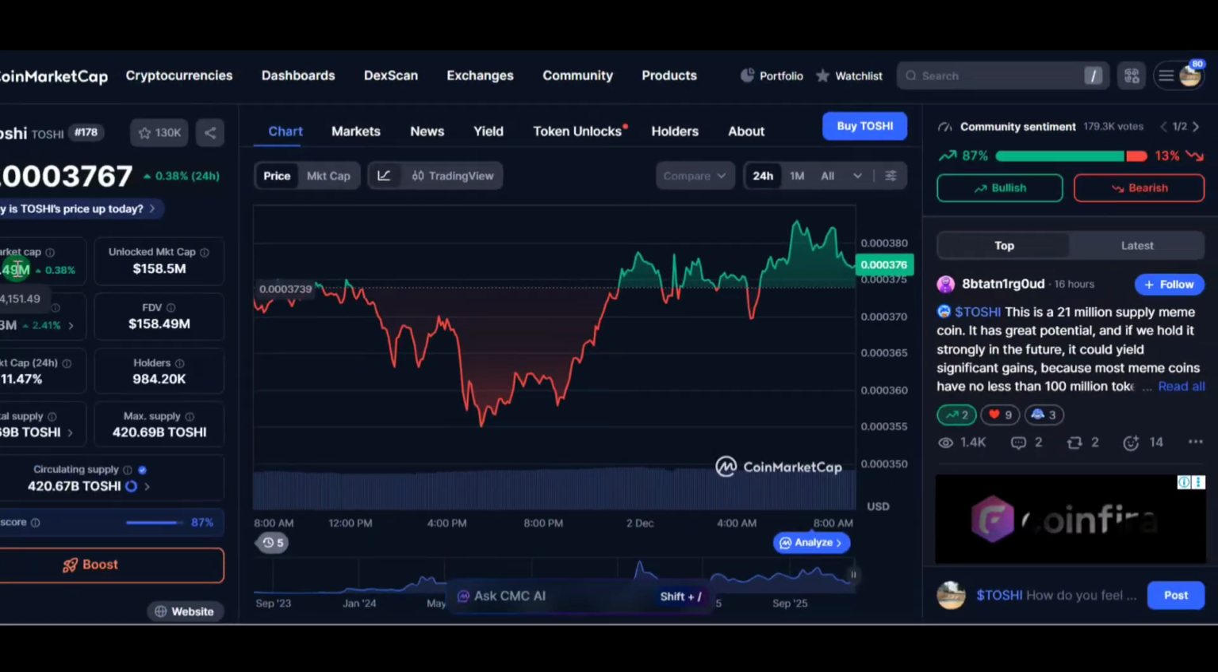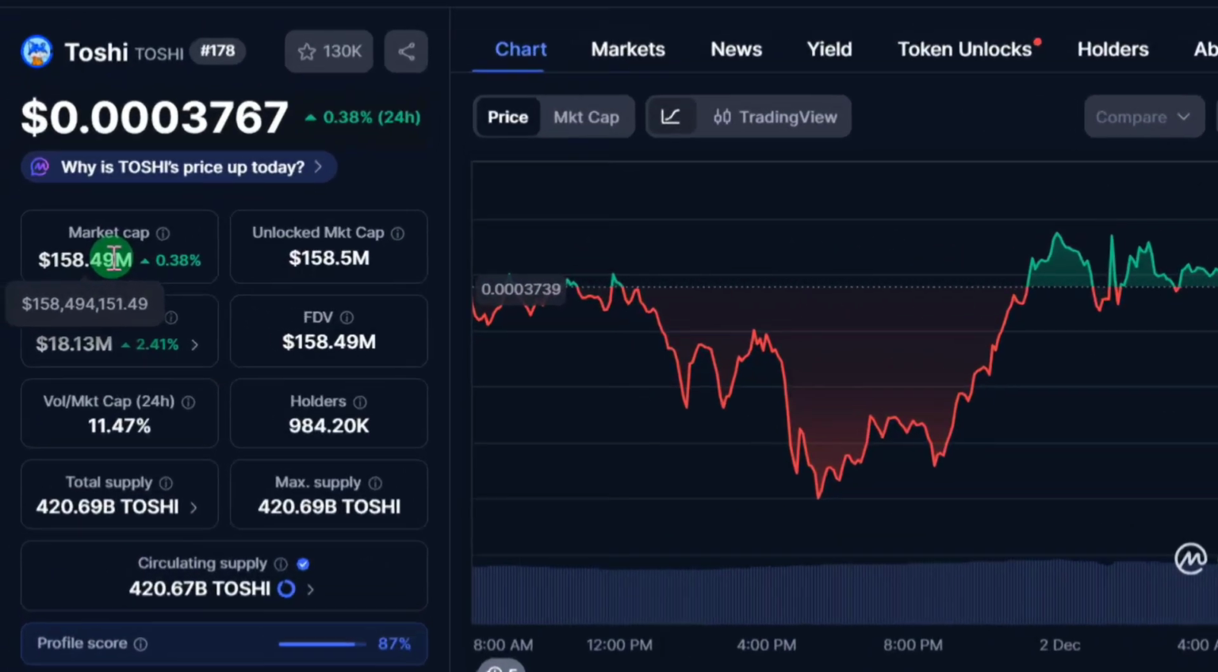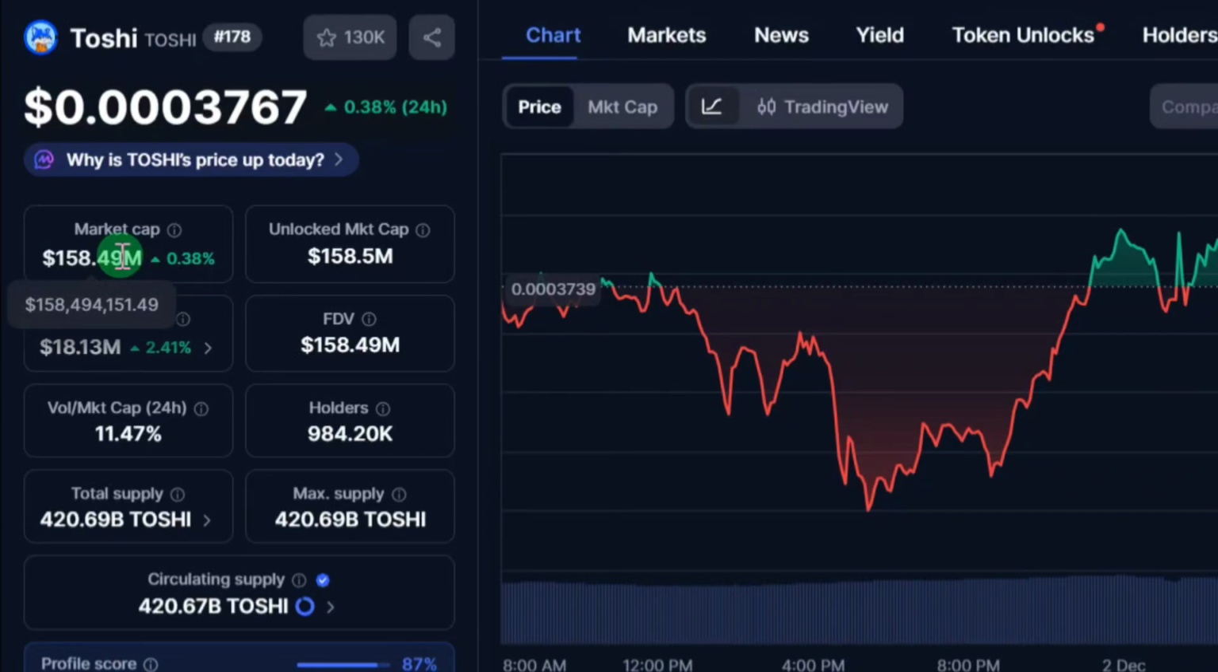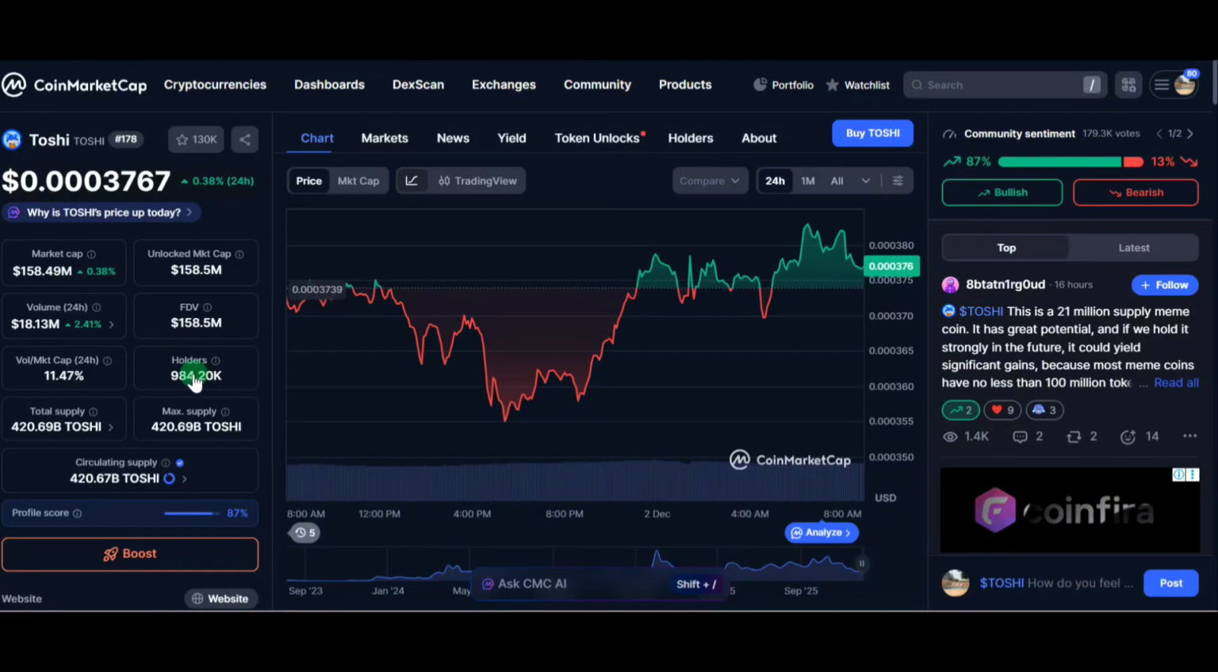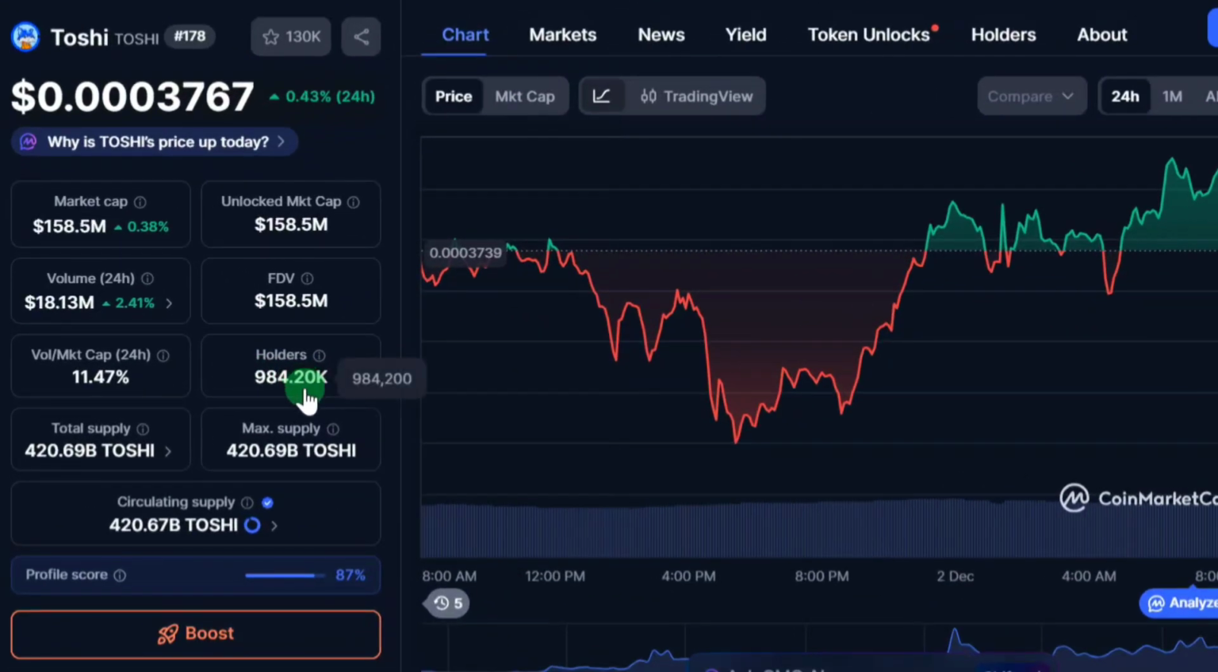We are still having an undervalued market cap of over $158 million, which is a good entering opportunity for those of you who missed out on the first entering opportunity into this project, guys. The number of holders of TOSHI keeps on increasing every single day, which shows that this project is now held by over 984,000 traders right now as we speak.